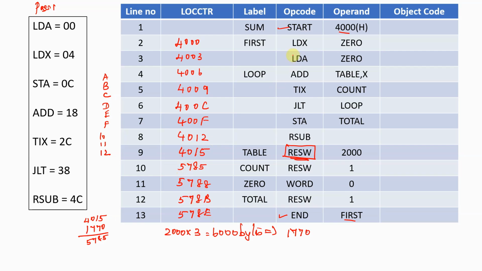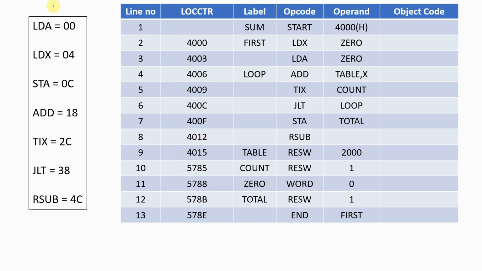So in pass 1, based on the opcode instructions, we are specifying addresses for each label and the assembly directive instructions. Now we are moving to the next phase, that is pass 2. In pass 2, we are going to generate the object code.